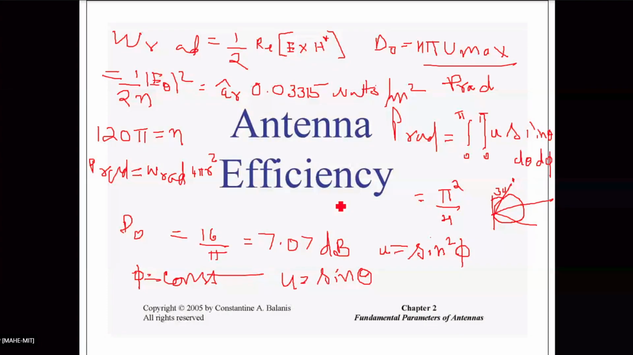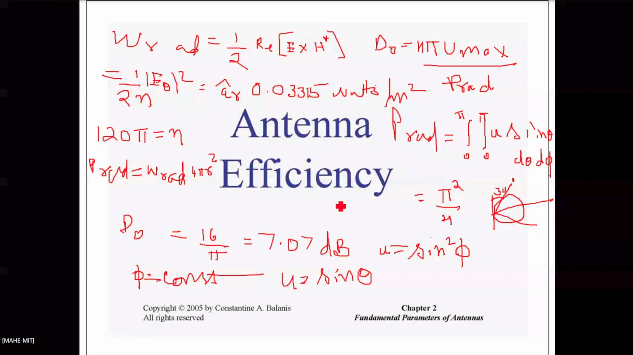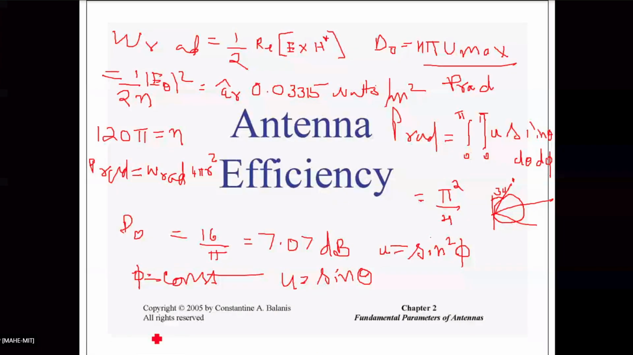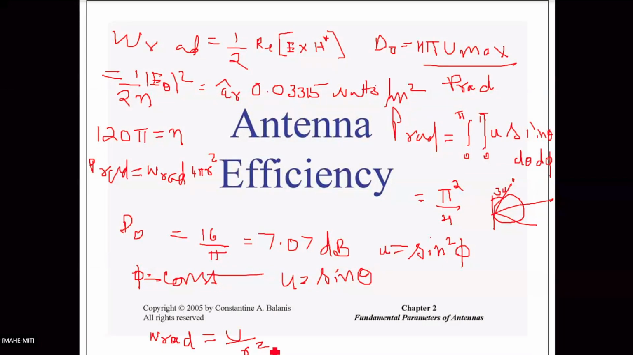Find the maximum power density at a distance of 1000 meters, and specify the angle where this occurs. So write the expression for W rad. W rad is U by R square. We have derived this equation. W rad is U by R square.